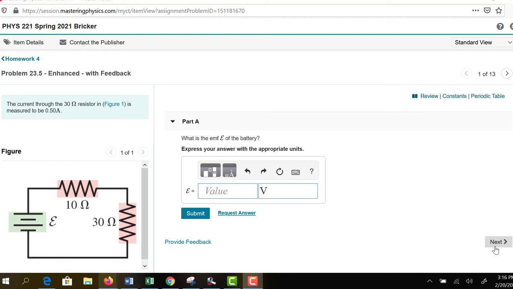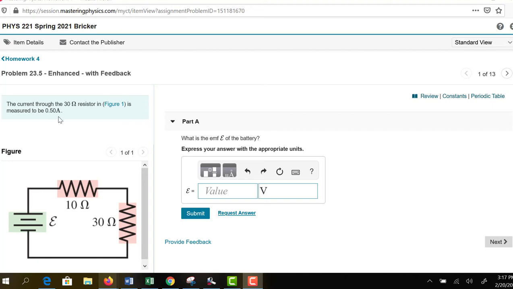Homework 4. So here's the first question. The current through the 30 ohm resistor is 0.5 amps. What is the EMF of the battery? Okay, so we see this is a series circuit and there's two resistors in series with each other. So we know the total resistance of the circuit. Remember, in series you just add the resistors together to get the equivalent resistance. So here you have a 10 and a 30 in series, so that would give you 40 ohms.